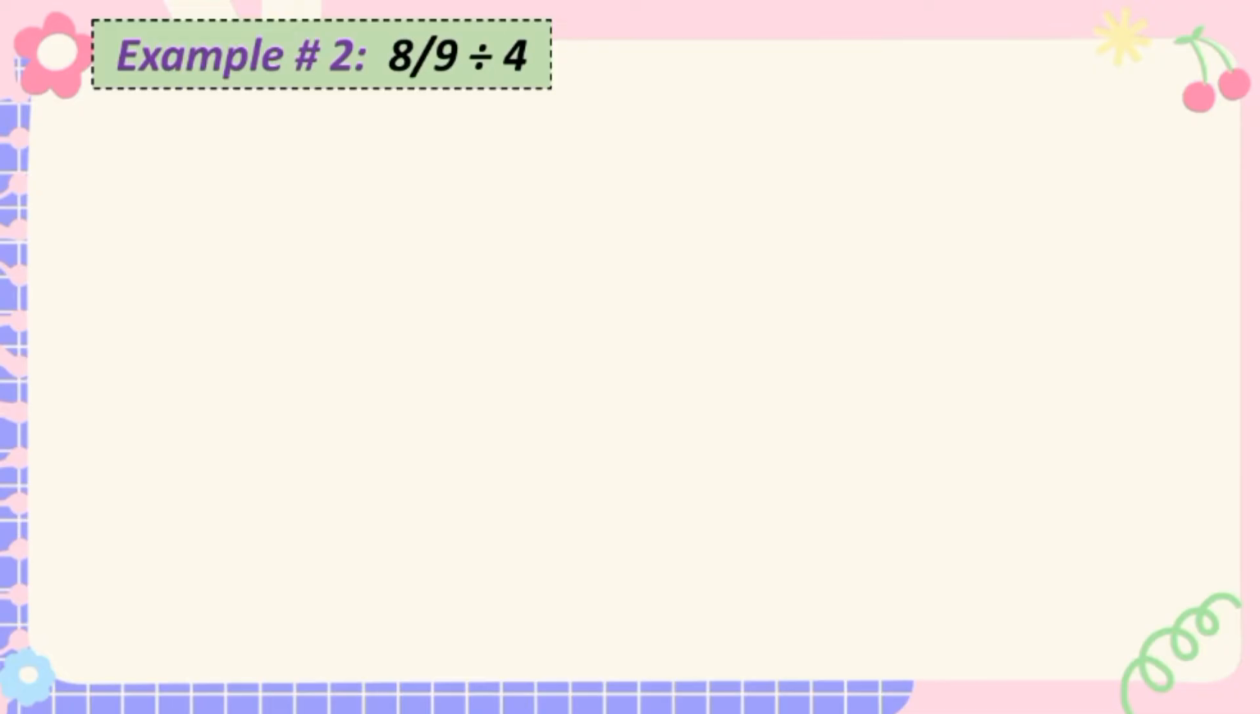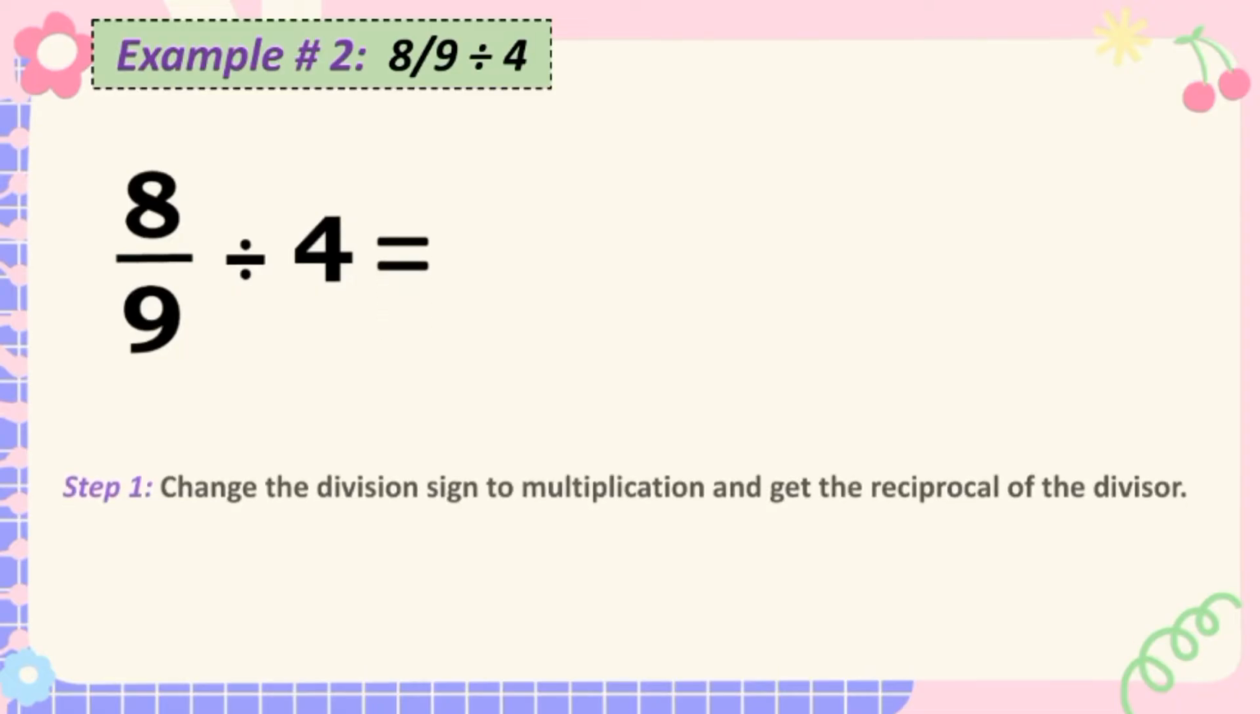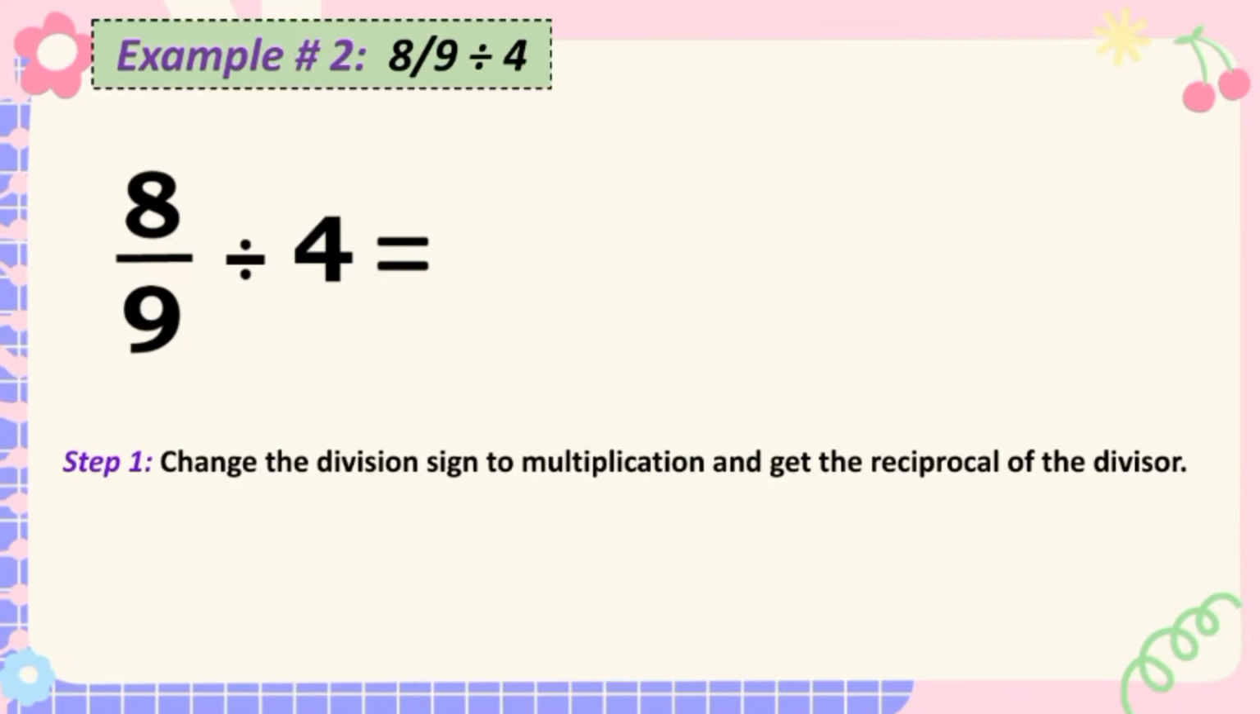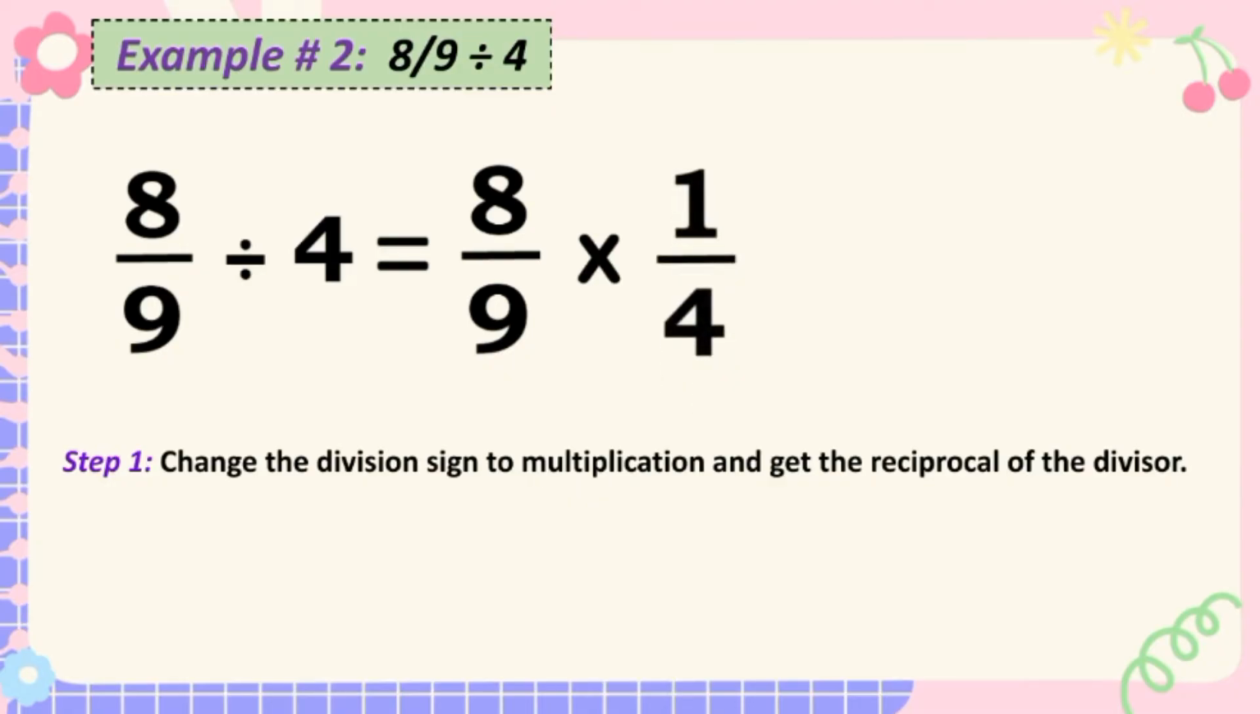Example number 2. 8/9 divided by 4. Ang simple fraction natin ay 8/9 and then yung 4 ay whole number. Step 1. Change the division sign to multiplication and get the reciprocal of the divisor. So, kopyahin ulit natin ang ating dividend, 8/9. Yung divide magiging times. And then, yung whole number na 4, yan po yung 4/1 kapag ginawang fraction. So, ang reciprocal niya ay 1/4. Binaliktad lang po natin yung 4/1, kaya naging 1/4.